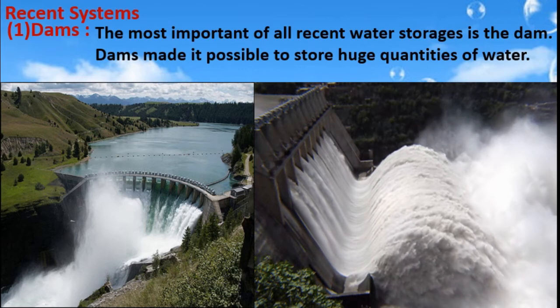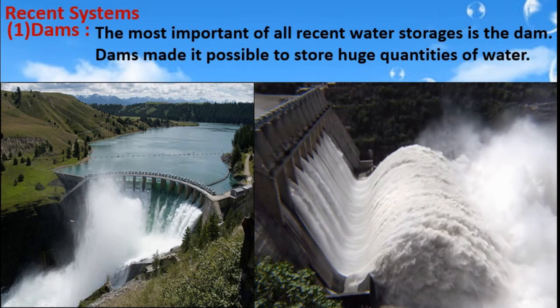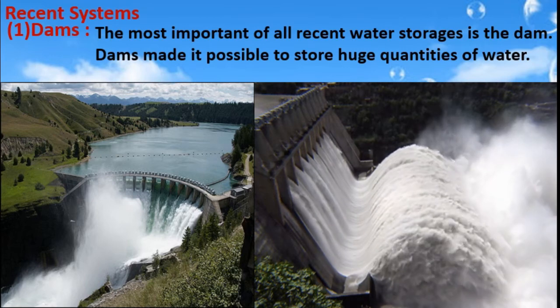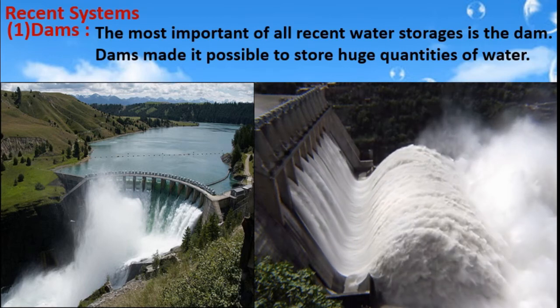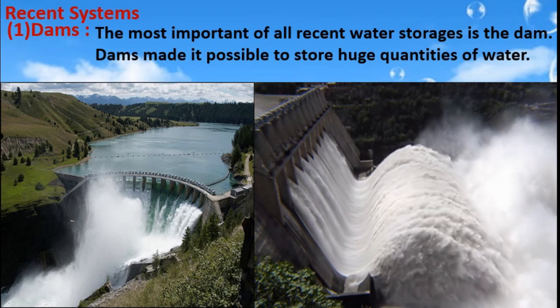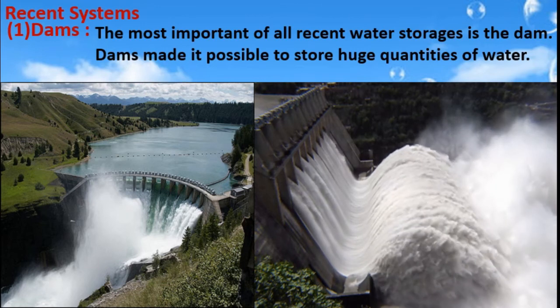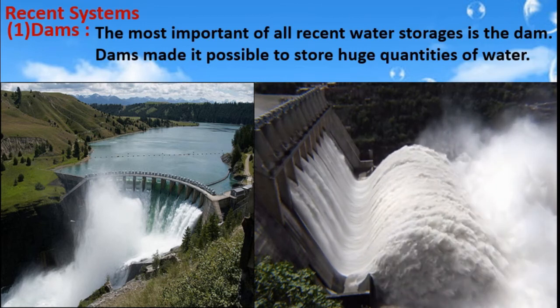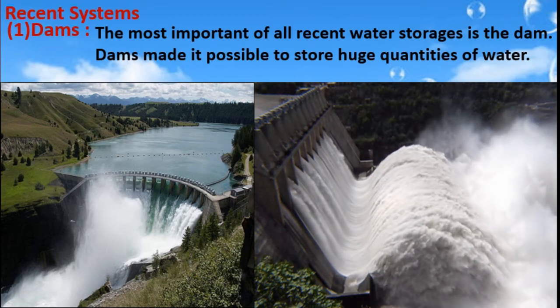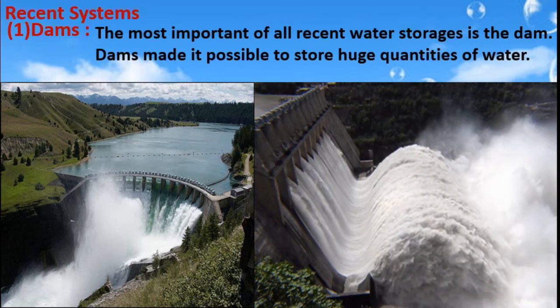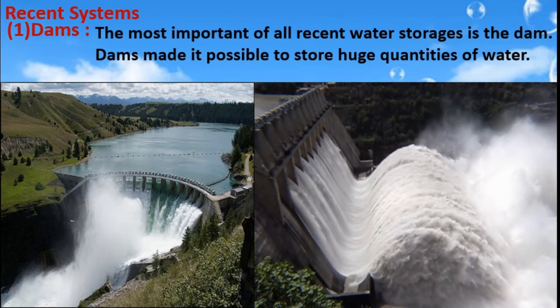Here, the most important of all recent water storages is the dam. Dams made it possible to store huge quantities of water. As a result, more land was brought under cultivation. Cities began to grow. It became possible to set up factories and generate electricity. Maharashtra has several large dams such as Jayakwadi, Koyana, Ujni and Eldhari. These are the Maharashtra's important and famous dams.